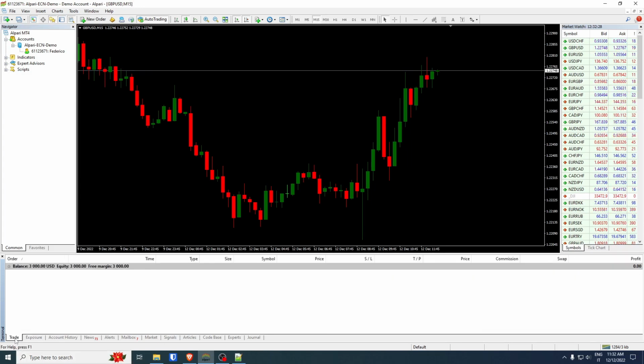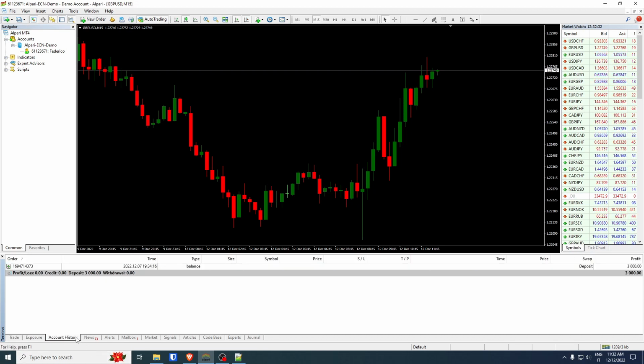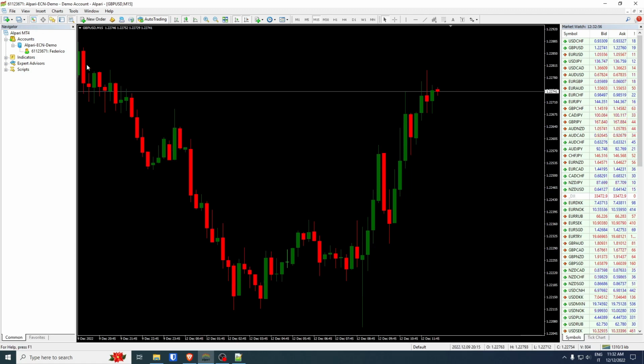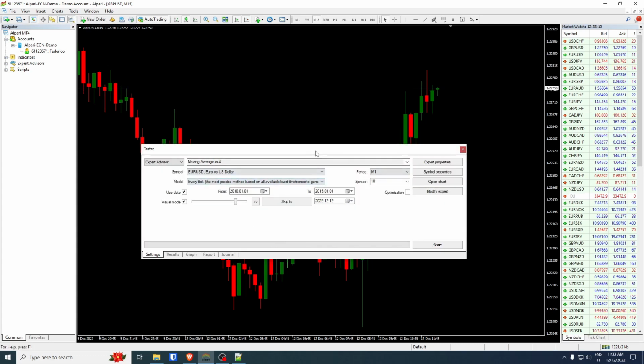your trading. You have the trade, you have your trades, the exposure, account history, news, alerts, mailbox, market, signals, articles, codebase, experts, and journal. This is where there is a lot of information about your account. So you have your navigator, the terminal, then you have the strategy tester that we are not going to use because you don't need it for this class, but it's where you test your expert advisor, this window right here.